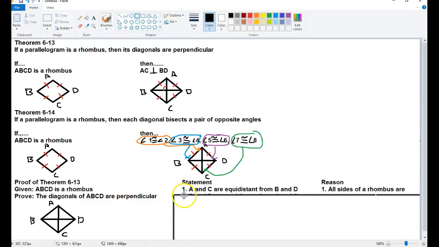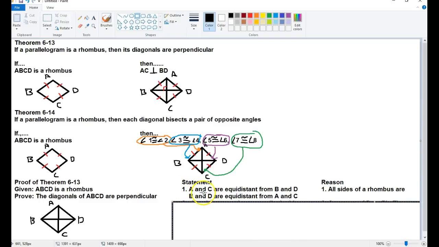So giving off our statement and reason, A and C are going to be equidistant from B and D. So A is equidistant from B and D, and A is equidistant from B, and C is equidistant from D. D is equidistant from A, and B is equidistant from C. So all these different things are going to be equidistant. That's because all sides of a rhombus are congruent. I forgot to make a congruent symbol here. So just imagine this congruent symbol right here. So these are all equidistant because rhombuses' sides are all congruent.